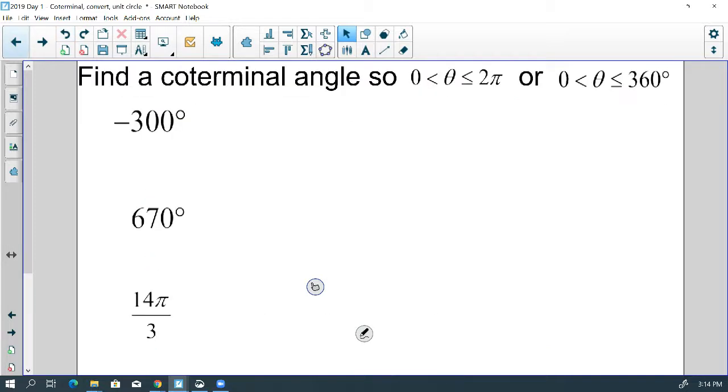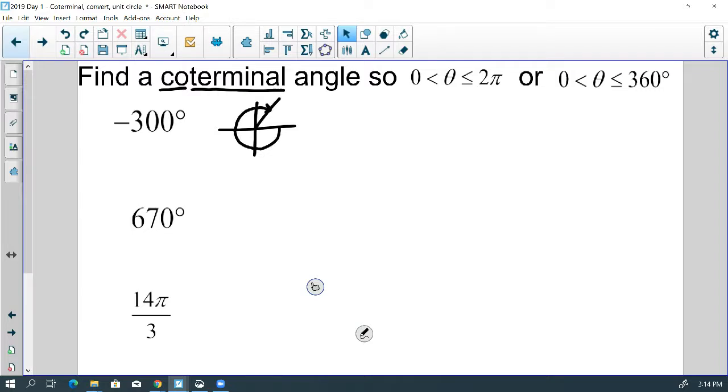So today we're going to talk about something called coterminal. Co means with, terminal means stop. So negative 300 degrees. A negative means you go clockwise. So here's negative 90, here's negative 180, negative 270, negative 300 is about right there.